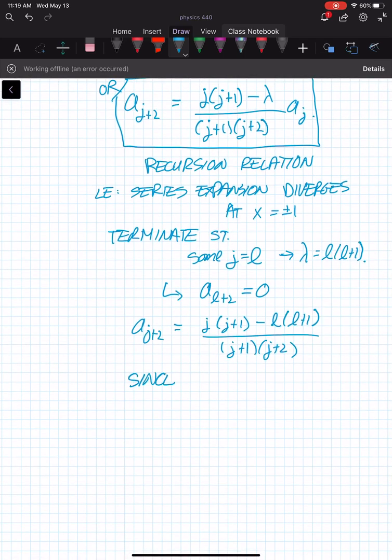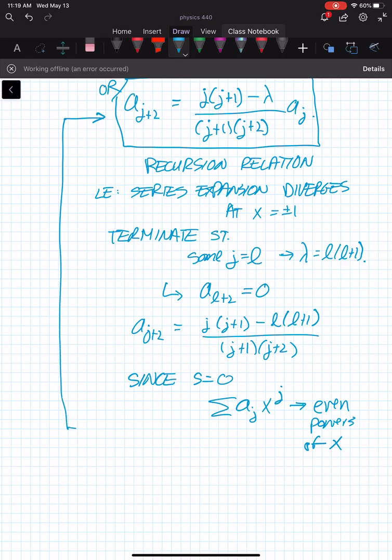Since in this case s is equal to 0, our sum of a sub j x to the j means that we're looking at even powers of x, because in our solution up here, if you look, a1 is equal to 0, so only even a sub j's survive.